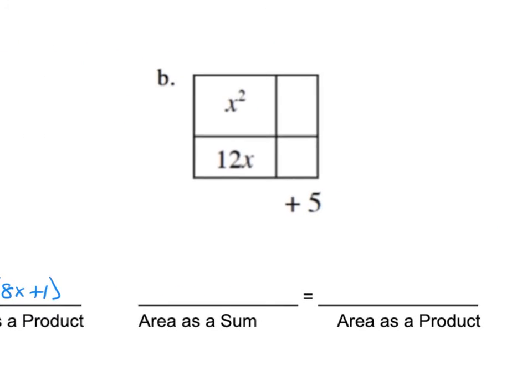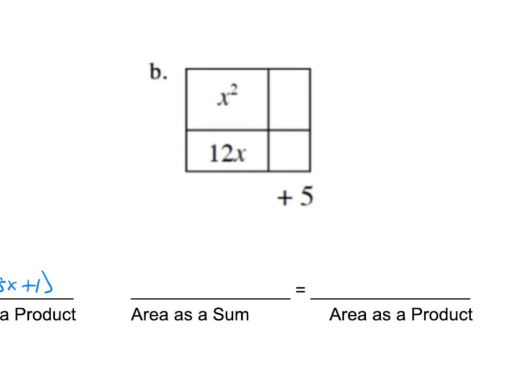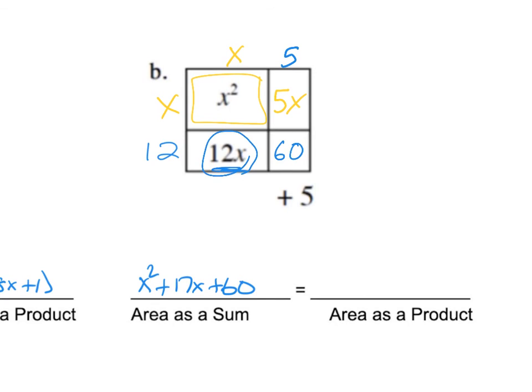Now the last example, B here. Again, they wrote 5 at the bottom, so I'm going to write it up here too. Again, I would start with the x squared box because I know that's got to be x and x. So this side has to be 5x. How do I get this 12? Well, this must have been a 12 right here. So 12x, and then 12 times 5 is 60. That must go there. So as a sum, that's the inside of the rectangle, x squared plus 17x plus 60. Again, I had the like terms on the diagonal. And as a product would be (x plus 5)(x plus 12).